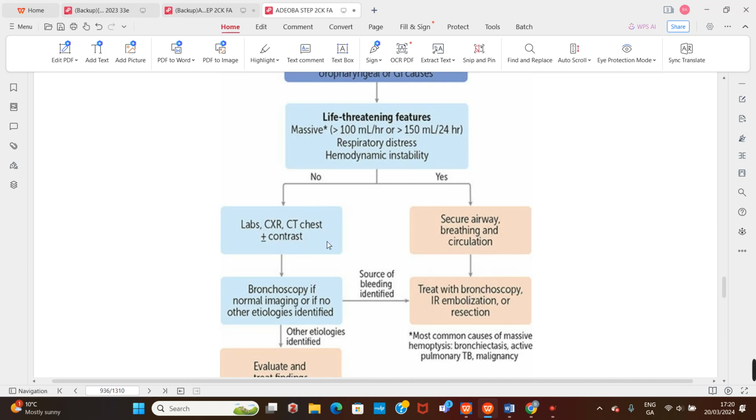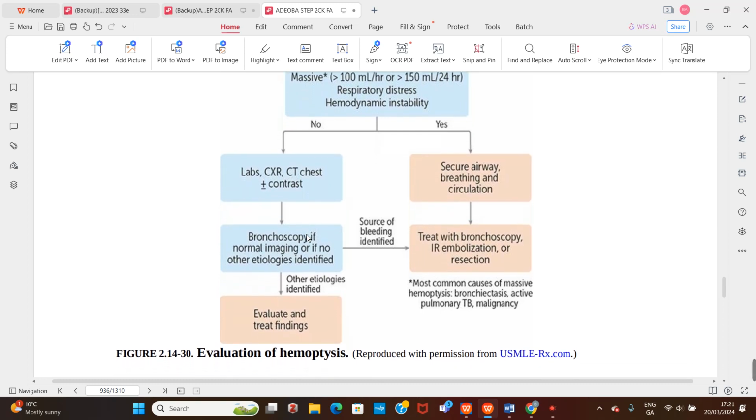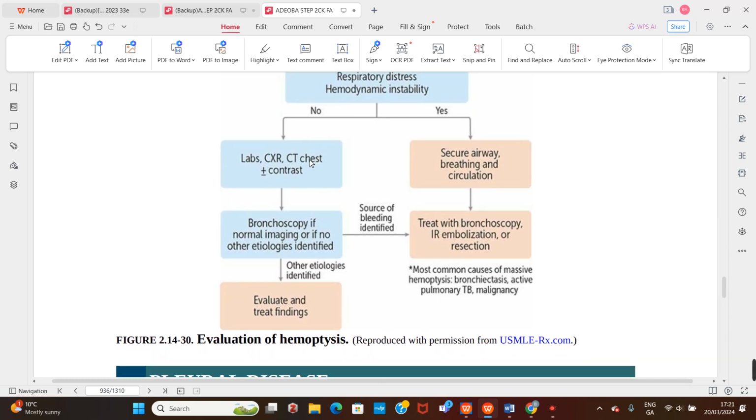So, chest CT, to further identify if there is bronchiectasis, or if this person has maybe a lung cancer. You can define the cancer well with your chest CT. Then, if you don't find anything, your labs, X-ray, CT clean, you can proceed to do bronchoscopy. So, bronchoscopy if you get normal imaging findings. If you find anything on your bronchoscopy, you treat accordingly.